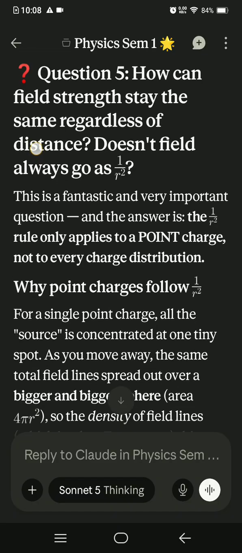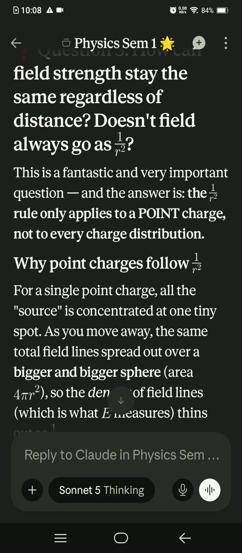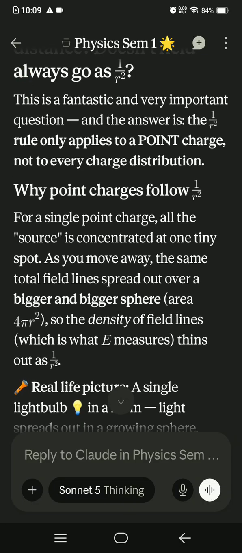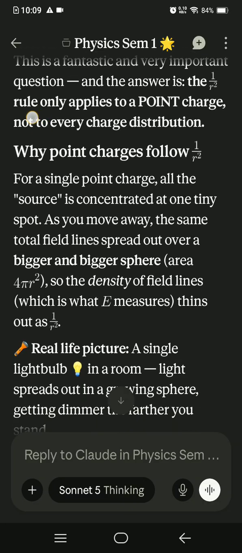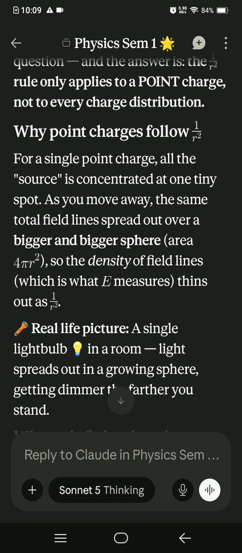Question 5: how can the field strength stay the same regardless of distance? Doesn't the field go as 1 upon r squared? This is a fantastic and very important question. The answer is that the 1 upon r squared rule applies to a point charge, not to every charge distribution. Why does a point charge follow 1 by r squared? For a single point charge, all the source is concentrated at one tiny spot.